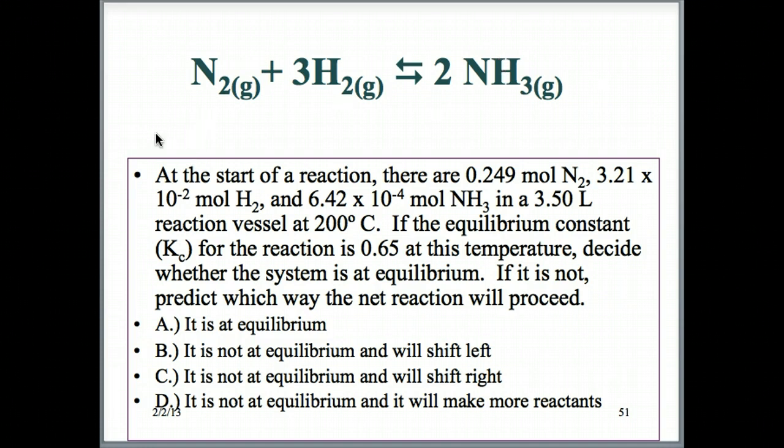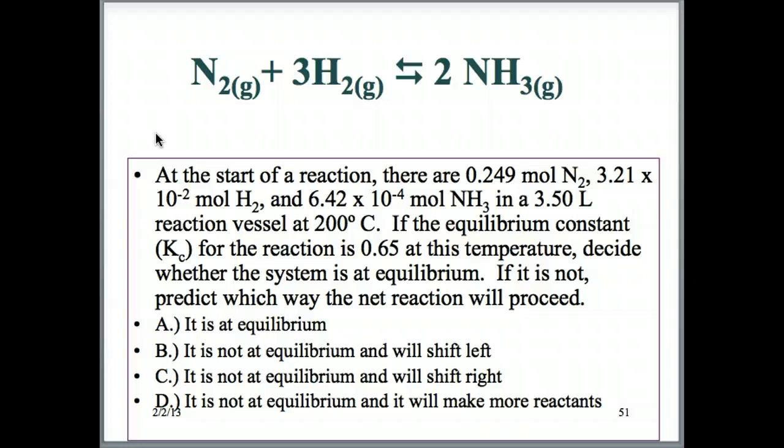And what are they asking? At the start of the reaction, there are 0.249 moles of N2, 3.21 times 10 to the negative 2 moles H2, 6.42 times 10 to the negative 4 moles of NH3 in a 3.5 liter container at 200 degrees. If the equilibrium constant K is 0.65, are we at equilibrium? Which way do we have to go to get to equilibrium?